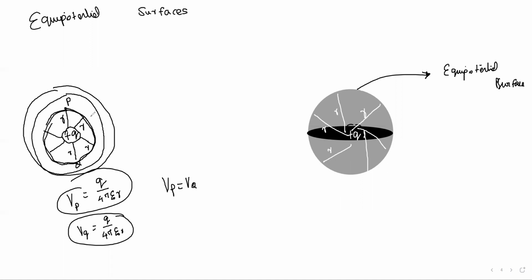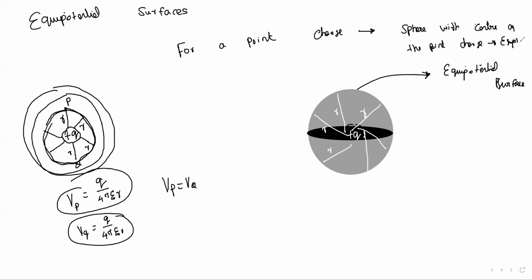So in 2D, we can see only a line. But if you consider it in 3D, it will be a surface. So for a point charge, a sphere with the point charge as its center is this equipotential surface. Am I correct? It is an equipotential surface, because all the points are at the same potential.